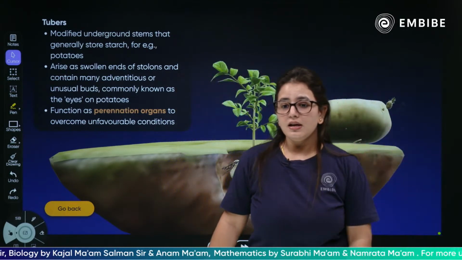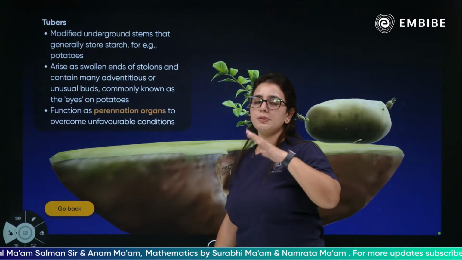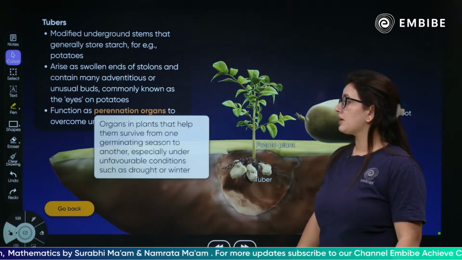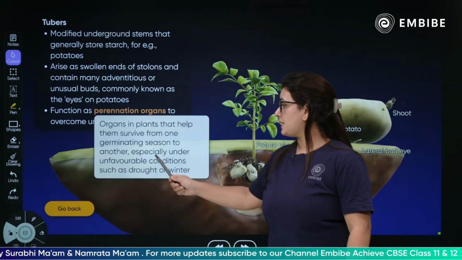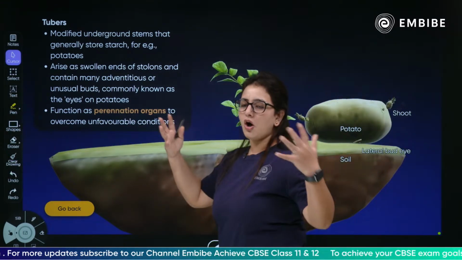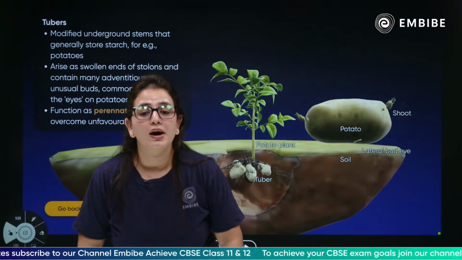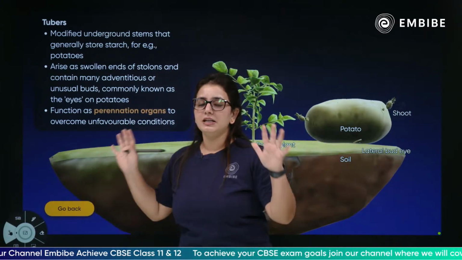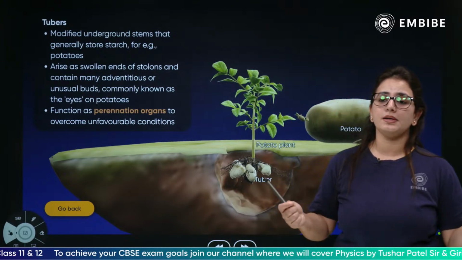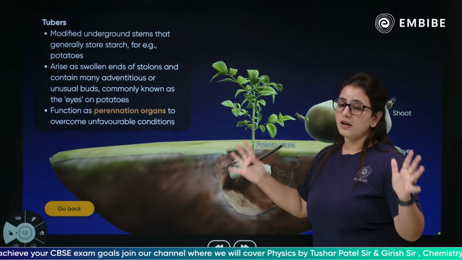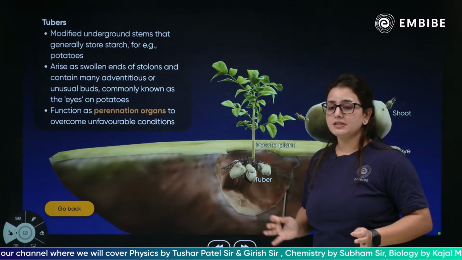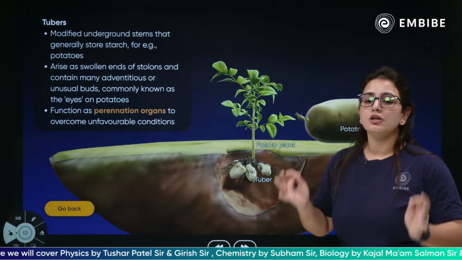So children, these eyes which are present on the potatoes can be vegetatively propagated, and the function is as perennation organs, organs that help to survive the season, especially under unfavorable conditions. You know, potato is easily available. The potato has good growth because it can avoid the unfavorable conditions as it is typically underground. They have this nature because they want to avoid unfavorable conditions and show enough growth and development, and this is a modification of the underground stem. The very first example that should come to your mind is always tubers.